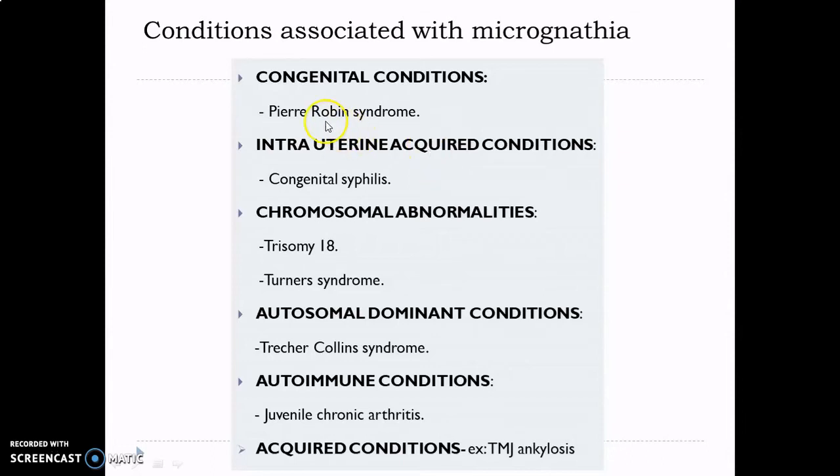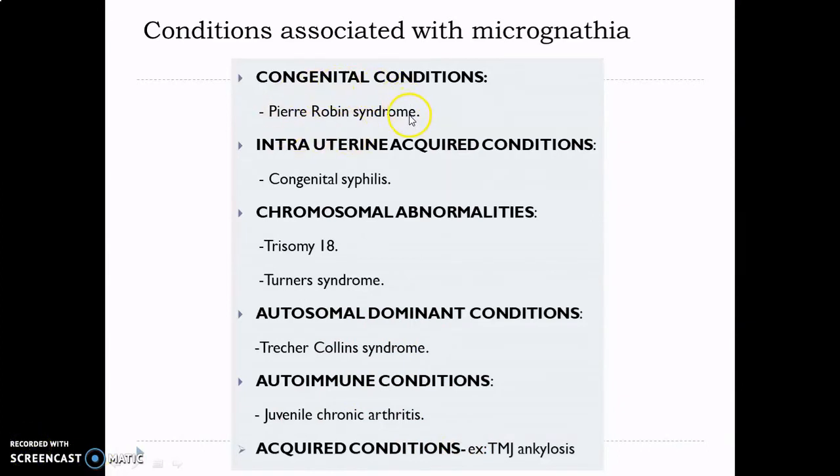These are various conditions seen associated with Micrognathia, or in these conditions there will be presence of Micrognathia. It includes congenital conditions like Pierre Robin syndrome, and intrauterine acquired conditions like congenital syphilis. A syphilitic mother can transfer the infection to the fetus, resulting in congenital syphilis, which usually shows micrognathia or hypoplasia of the maxilla. Then chromosomal abnormalities like trisomy 18 and Turner syndrome, autosomal dominant inherited conditions like Treacher Collins syndrome, autoimmune conditions like juvenile chronic arthritis, and acquired conditions like TMJ ankylosis.